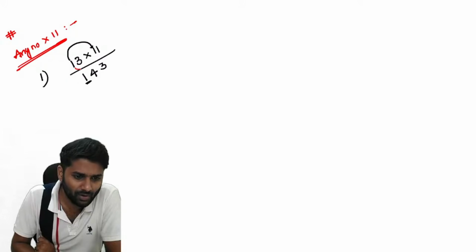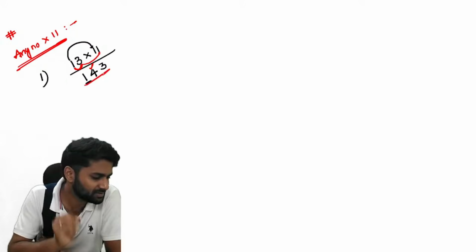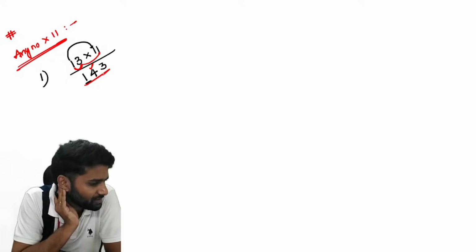Next number, you have to add these two numbers. 1 plus 3 is equal to 4. And finally, 3 is multiplied with the last number. 3 into 1 is equal to 3. So, in that way, you will get 143.